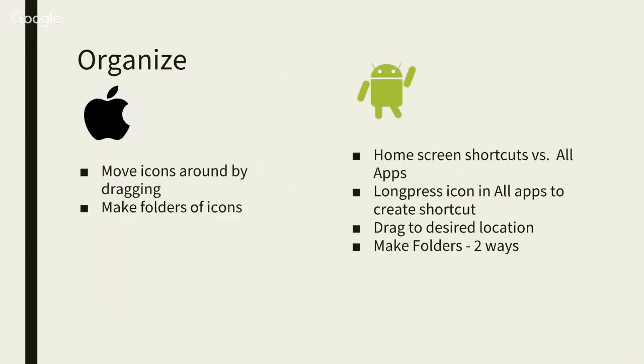Well, while he's coming up with his questions about maps, I have 2 more points about apps, and that is organizing and uninstalling. By organizing, I mean moving your icons around by dragging them and making folders of icons. You can do that on both Apple and Android. And on Android, there's one other little issue, and that is that home screen icons are just shortcuts. Your apps are in the all apps. And what does that mean? I'm going to show you.